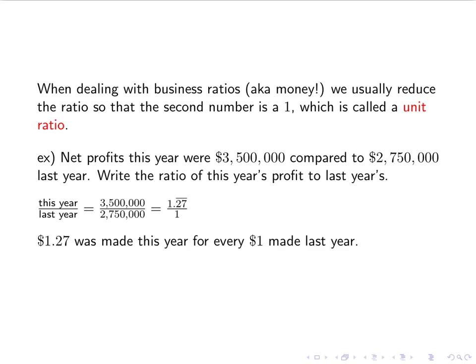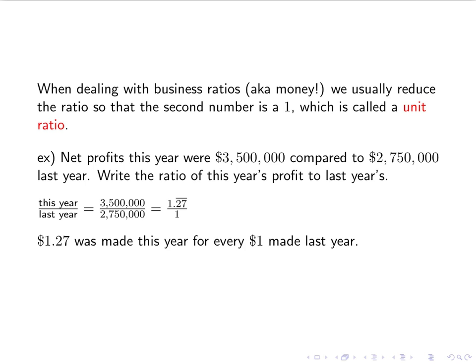And this means that $1.27 was made this year for every dollar that was made last year. So it makes more sense, it's easier to comprehend comparing something to 1 than it is comparing it to another non-1 number. So that's why we tend to use, again, what's called a unit ratio. So for every dollar last year, we made $1.27 this year. Remember that when it comes to money, we have 2 decimals. So even though it's 1.27272727, we round to 2 decimals in this case.